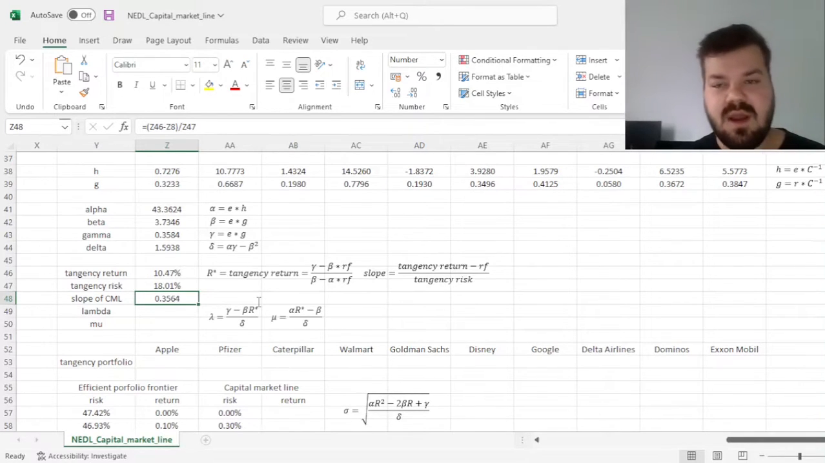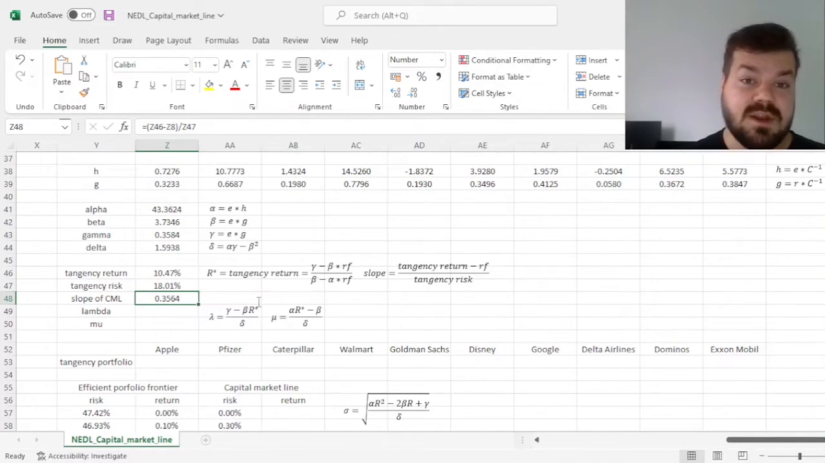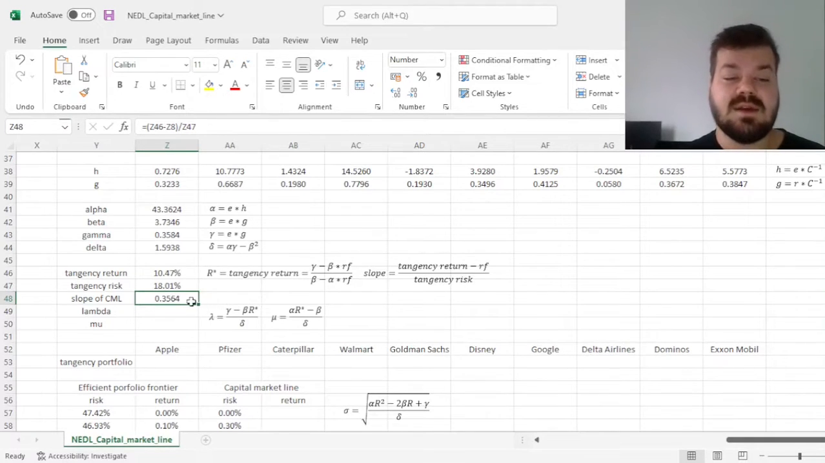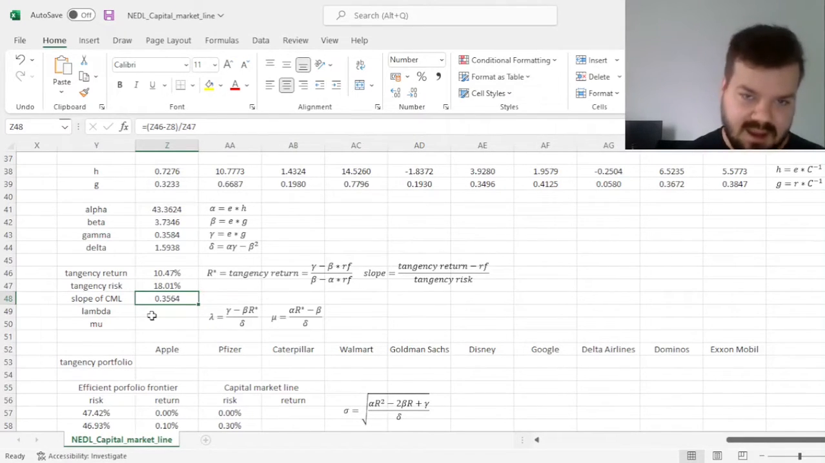If you would like to know more about the Sharpe ratio, please check this video out. And it's quite intuitive that our investors would want to obtain the highest Sharpe ratio possible, again, the highest excess return per unit of risk taken.